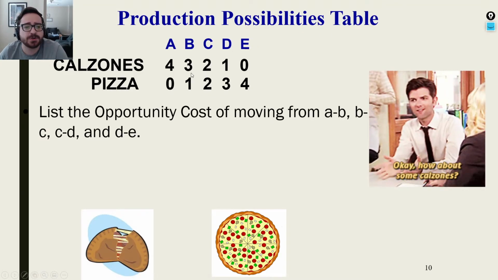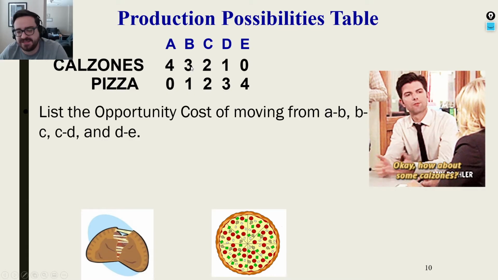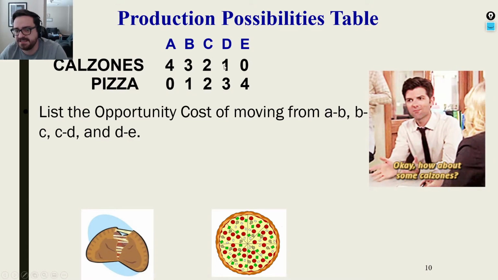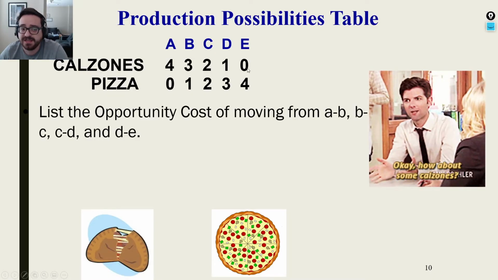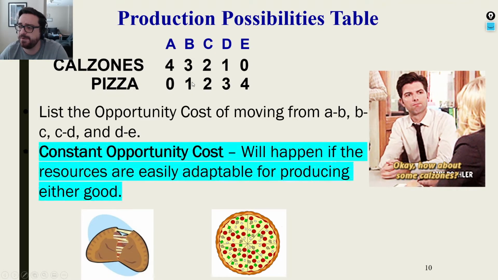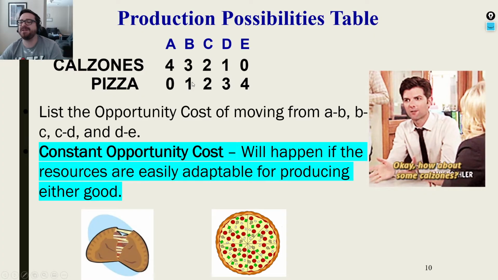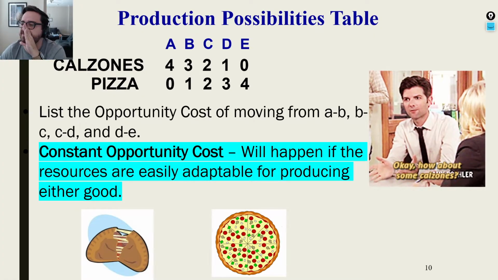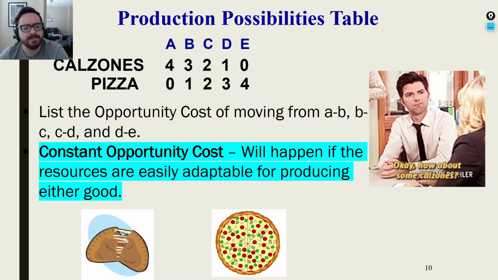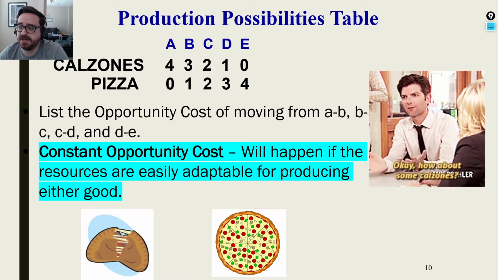The opportunity cost of going from A to B is 1. From B to C, it's 1. From C to D, it's 1. And from D to E, it's 1. And going the other way, it's also 1 the whole way down. It exhibits something called constant opportunity cost. If it's highlighted, you should definitely write it down. Constant opportunity cost, which is literal.